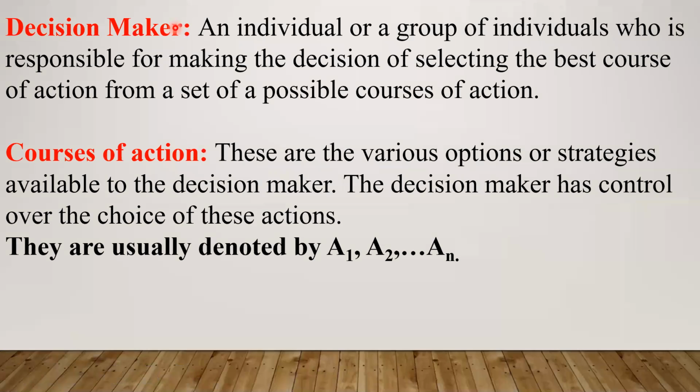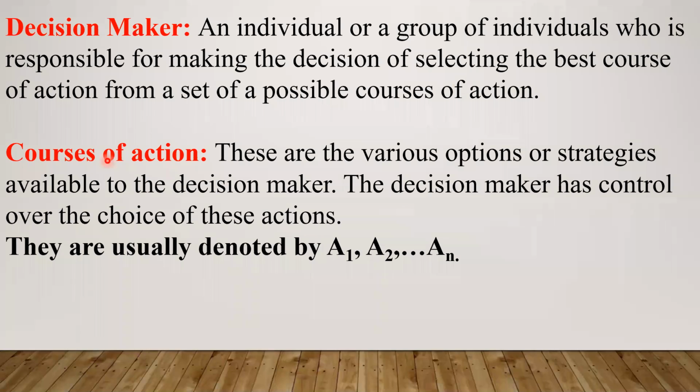First term is decision maker. An individual or a group of individuals who is responsible for making the decision of selecting the best course of action from a given set of possible courses of action. So who is a decision maker? जो डिसीजन लेने के लिए responsible है. That person or the group of persons are called as decision makers. He will be having some options available with him and he has to select the best option. Okay. So decision maker means the person or the group of person who are responsible for taking decision.